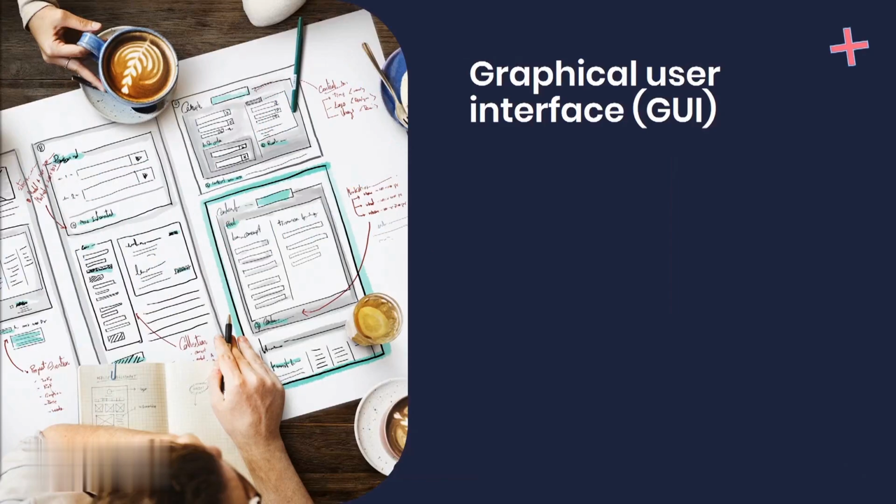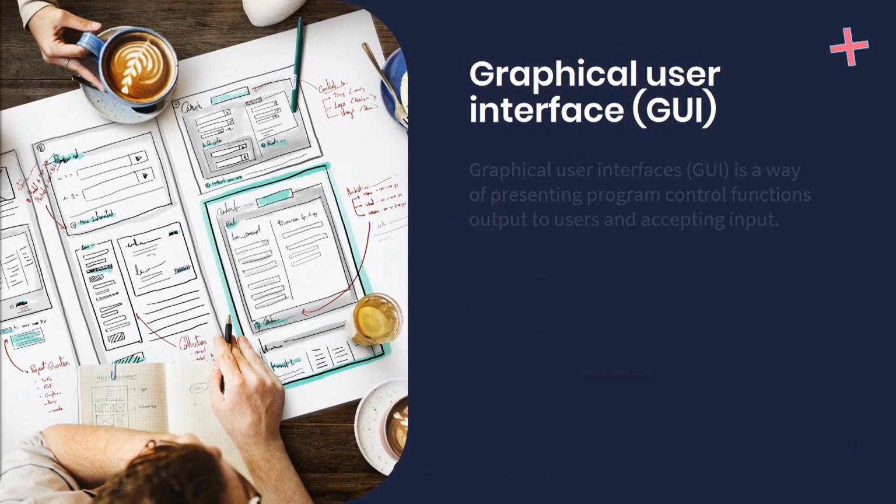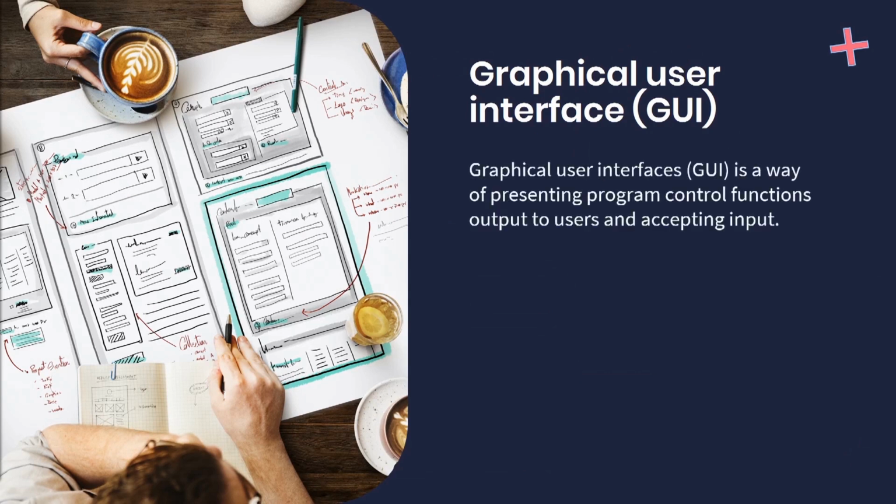Now let's try and conceptualize the GUI to figure out why it's so important. Essentially, the graphical user interface is a way of representing a program's control functions as well as the output to users, and accepting input as well, which is why we use forms and buttons. Apart from that, it's also the part that the user interacts with. So again, this goes back to the first point. A GUI allows users to interface with the system, like accepting information, pushing buttons or searching things.